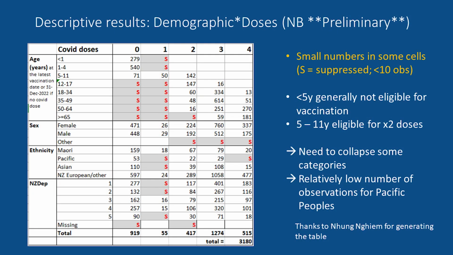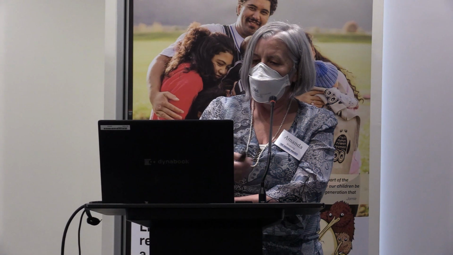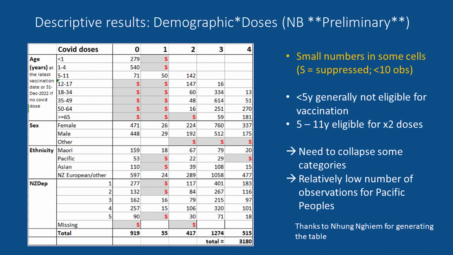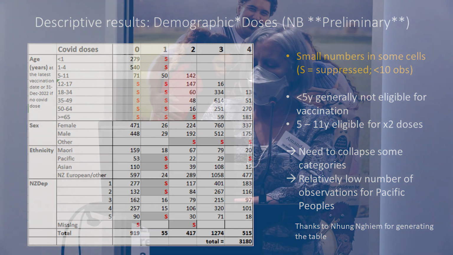And on this slide, I just wanted to make one point here, which is our exposure, which is vaccination, actually has 5 levels. And what that means is that some of those cells there have very few observations, and we need to take that into account in terms of collapsing down some of the strata that we've got. I also want to make a point on that slide, relatively low number of observations for Pacific people, so we don't expect to be able to say very, very much about those populations.